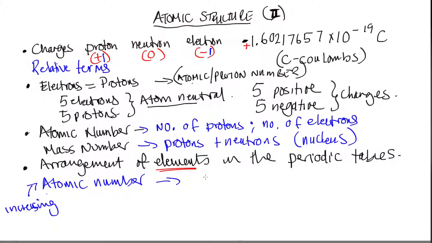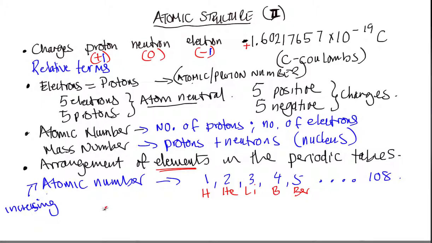So it starts off with 1, then 2, then 3, then 4, until it gets to about 108 in most periodic tables. And so this one would be hydrogen, helium, lithium, beryllium, boron, then carbon is 6, and so forth. Then I think that's the end of it.